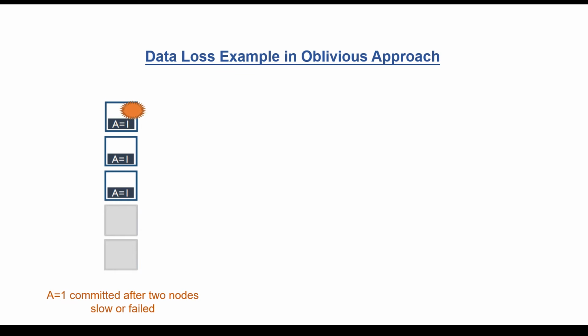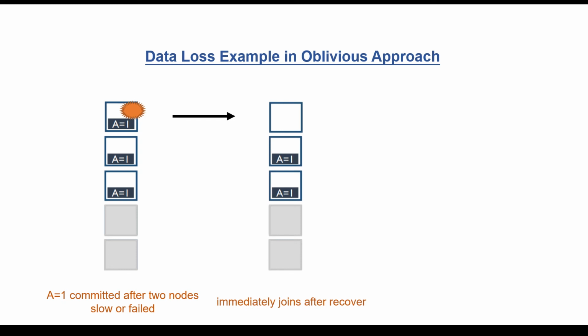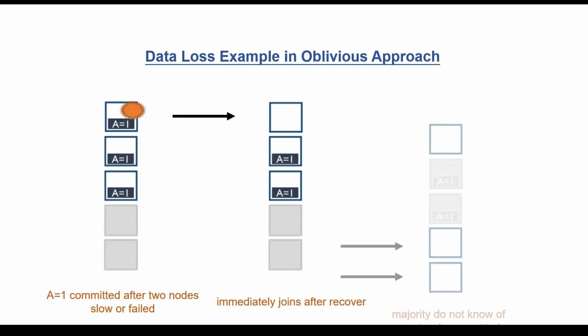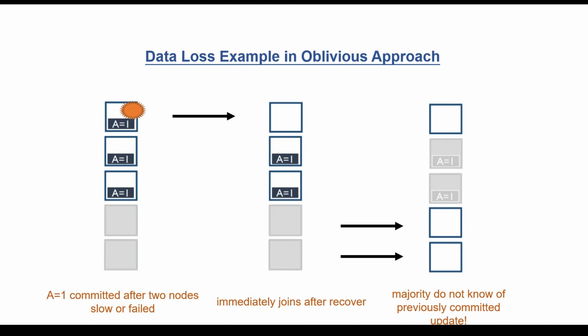For the oblivious approach, there will be some data loss. For example, in this group there are 5 nodes. There are already 2 nodes that have failed. So if another node fails and recovers, we will lose data directly. And now, if another 2 nodes recover, we will find that 3 nodes in this whole group have lost the latest committed update. That means the system has forgotten the committed update, and that is data loss.